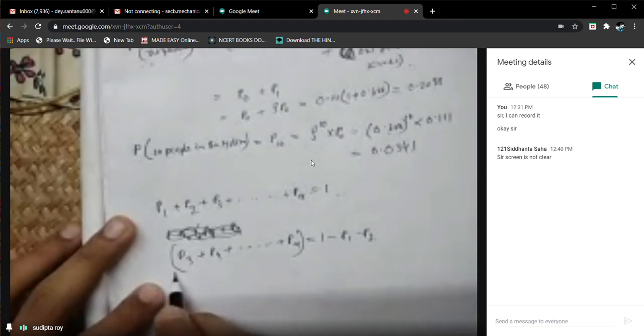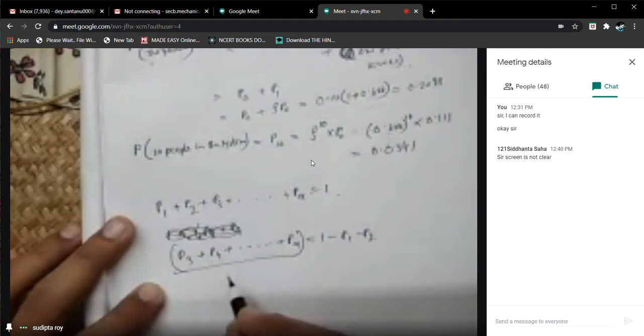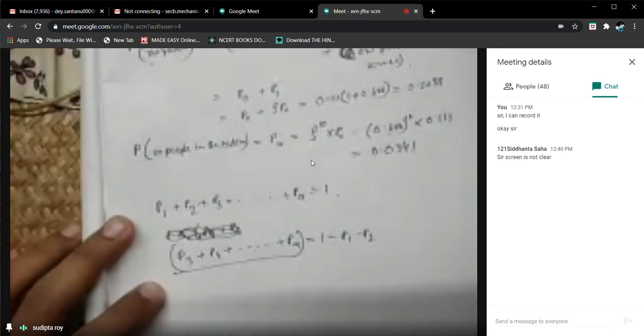This is the term. The question says two or more, so we have to include two as well. Not exactly two, but two or more, not more than two. Sorry, I got the question wrong.